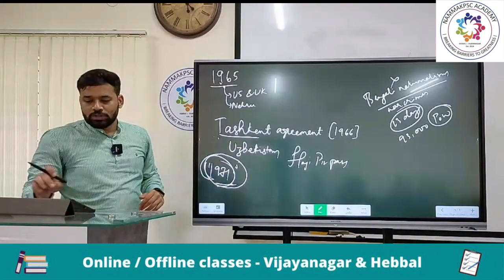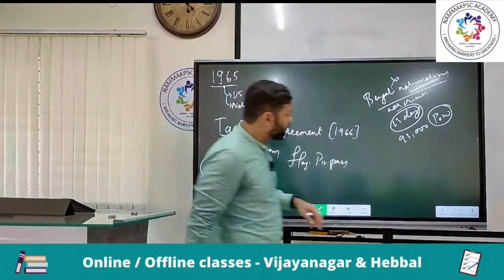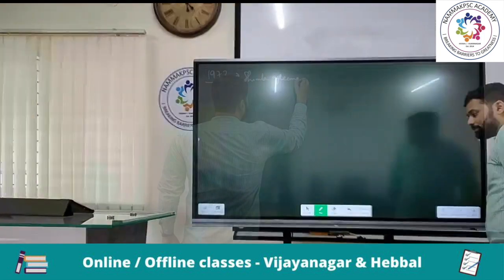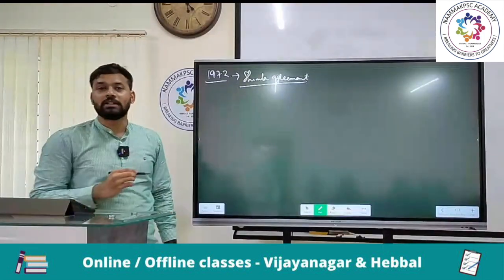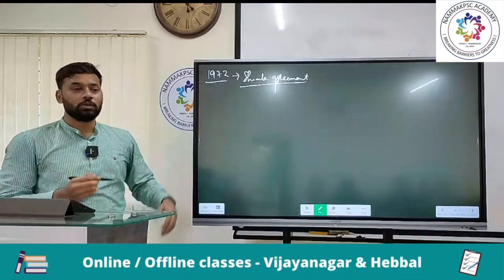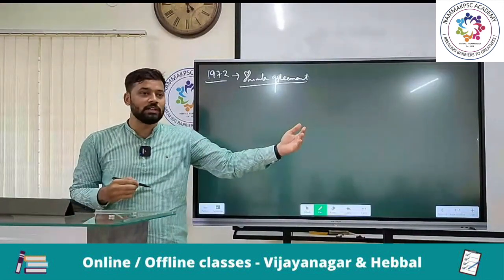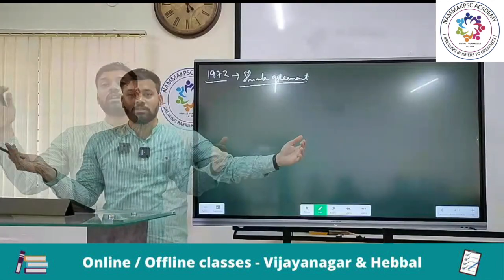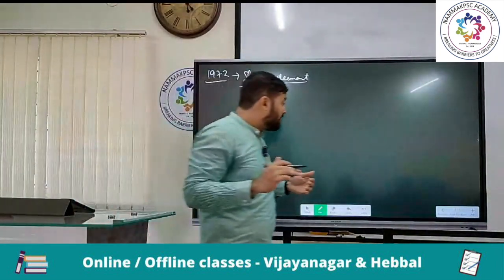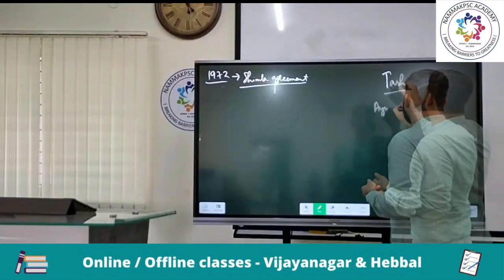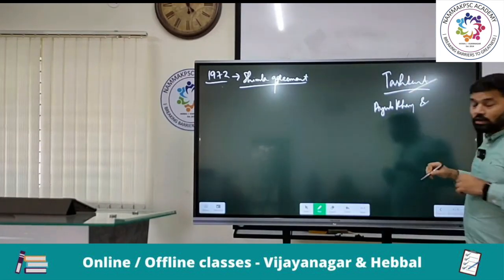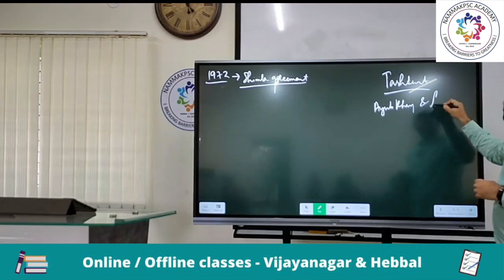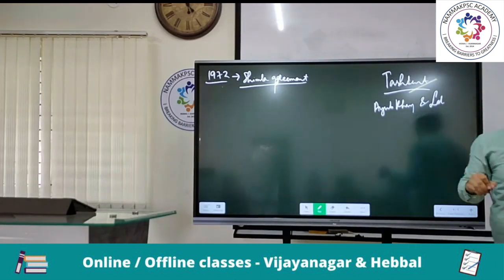Post this, in 1972, we have the Shimla Agreement. So this Shimla Agreement will be between India and Pakistan, that is the premiers. There will be Zulfikar Ali Bhutto on one side, and who is on the Indian side? Indira Gandhi. Please remember, Tashkent Agreement was between Ayub Khan, the military general of Pakistan, and Lal Bahadur Shastri. There is this movie also, I guess, Tashkent Files.